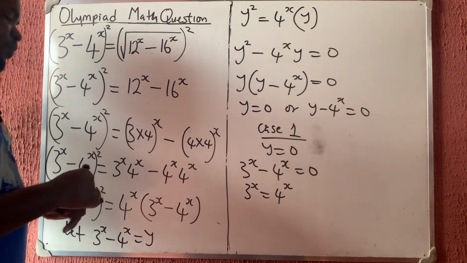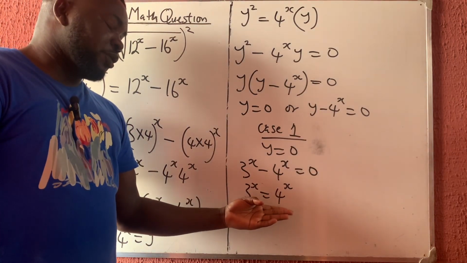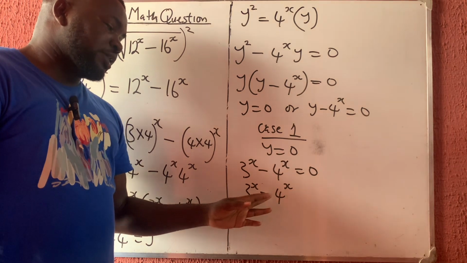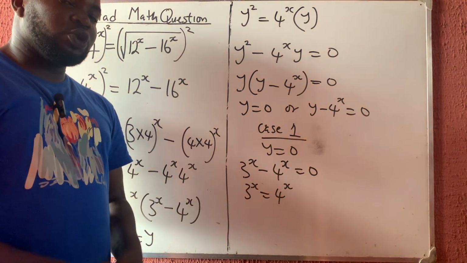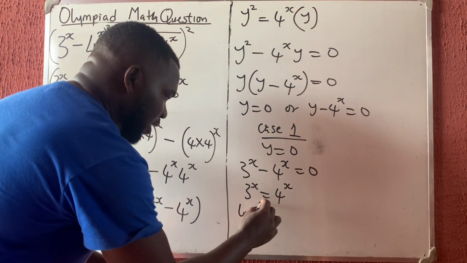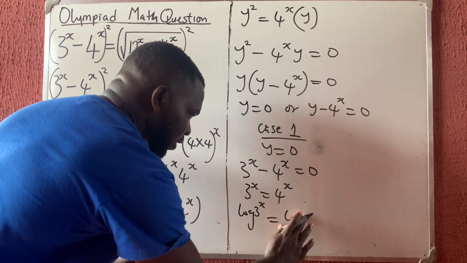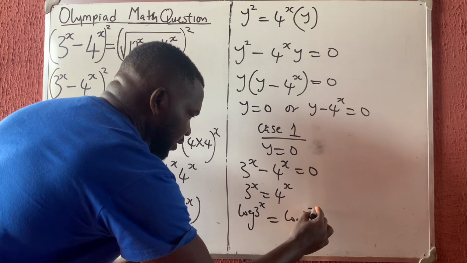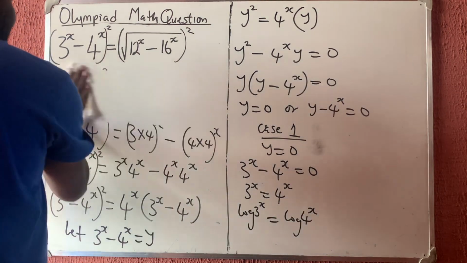I told you before, and you should know that whenever you have an indices problem like this, where you have equality signs separating them, if the bases are not the same to cancel out, then we must introduce logarithm. So we say log 3^x must be equal to log 4^x. Now, according to the law of logarithm, the x can go to the front.